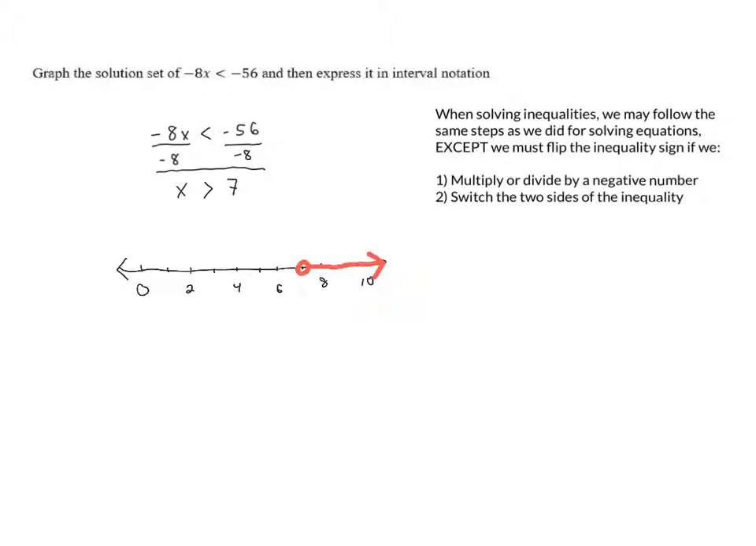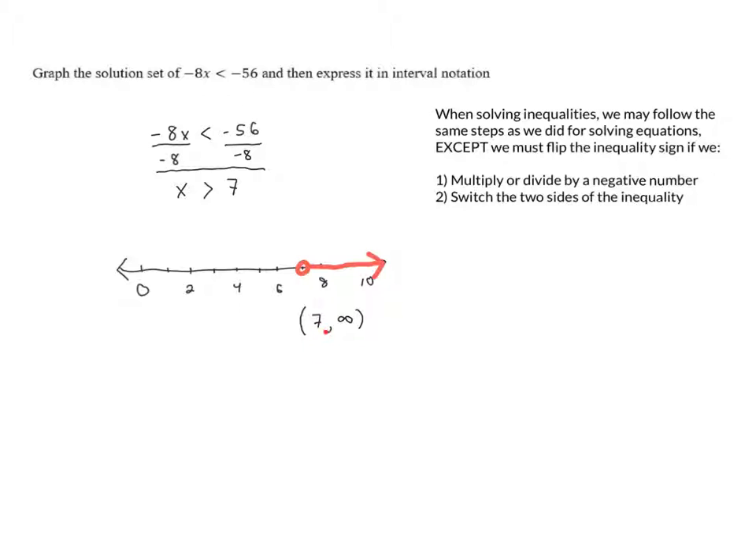So in interval notation, that's going to be a parenthesis and 7, comma, infinity, and close parenthesis. One of the questions that I get often from students is, does it matter what order we put the two numbers or the two things in interval notation? And the order does matter.